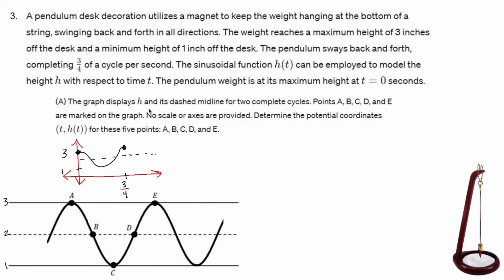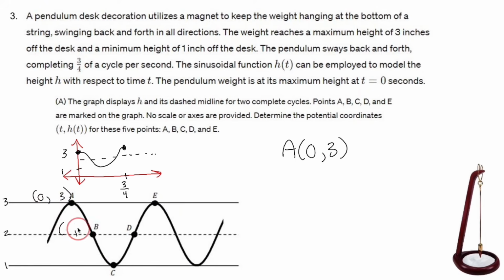So the graph displays h and its dashed line midline for 2 complete cycles. Points A, B, C, D, and E are marked on the graph. No scaled axes are provided. Determine the potential coordinates (t, h of t) for these 5 points A, B, C, D, and E. All right, so right off the bat, we could do A as our maximum. So we could say that A is (0, 3). So 0, 3, that part's pretty easy.